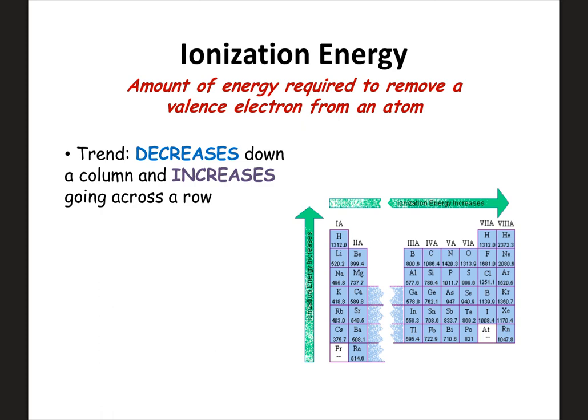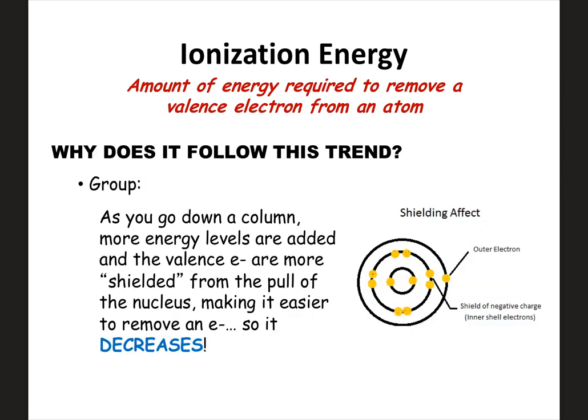And we need to know why this happens. As you go down any column, why does the ionization energy decrease? Basically, why does it get easier to remove an electron? Think about this. If ionization energy is the amount of energy required to remove an electron, and as you go down, it gets lower, that means it's easier to steal as you go down. Well, think about it.